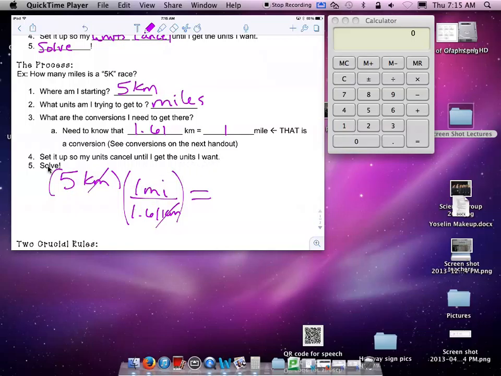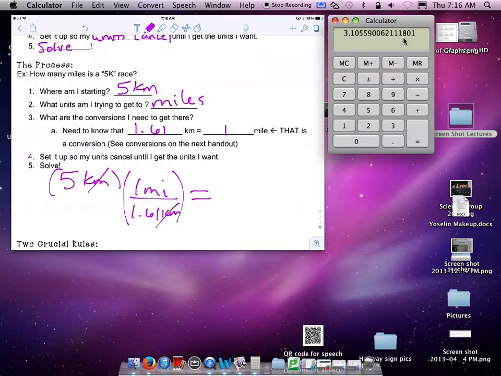Now all I need to do is solve my problem. I multiply numbers on the top, I divide numbers on the bottom. So I'm going to take 5, and if you want to, you can do times 1. It doesn't change your math, but you can include it for consistency. Then I'm going to divide by 1.61, and that ends up with this really long number, which is just your calculator doing as much math as it can. None of these numbers had very many decimal places, so maybe we're going to round our answer off to 3.1. The label is miles because that's the only thing that's not crossed out, and this becomes our answer.